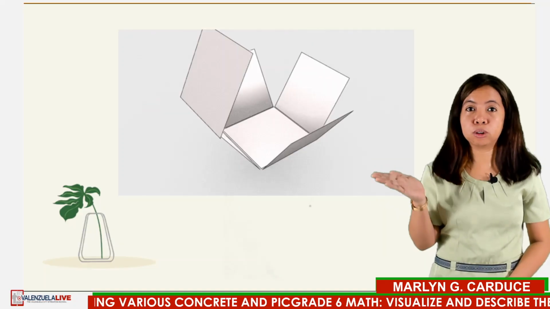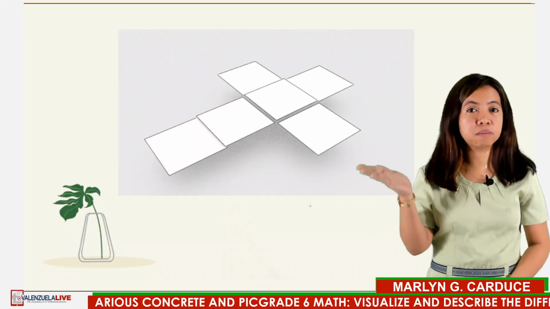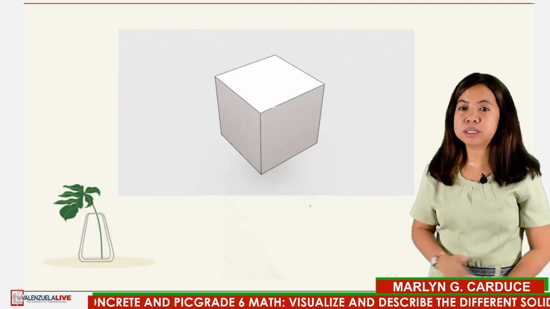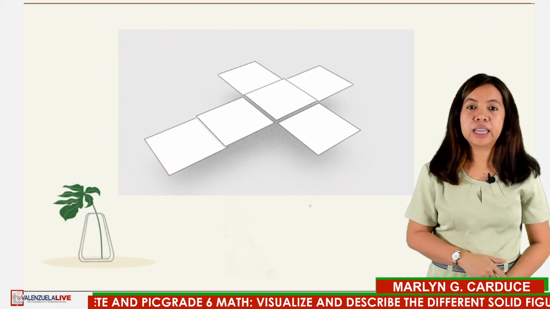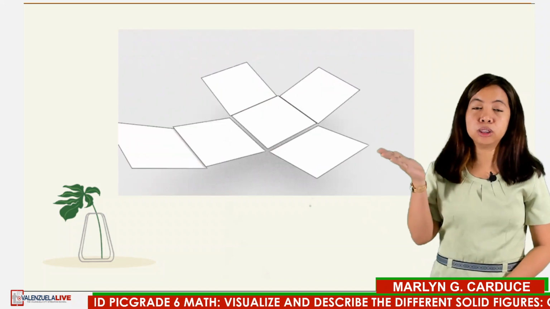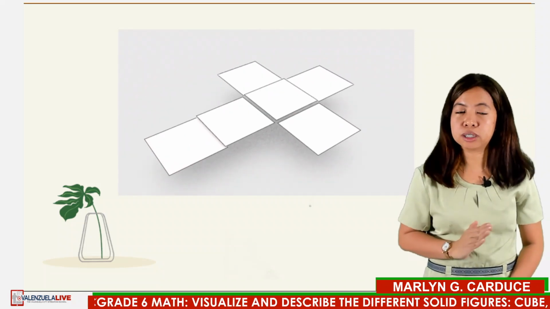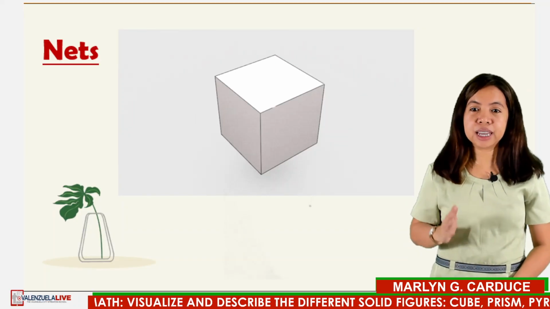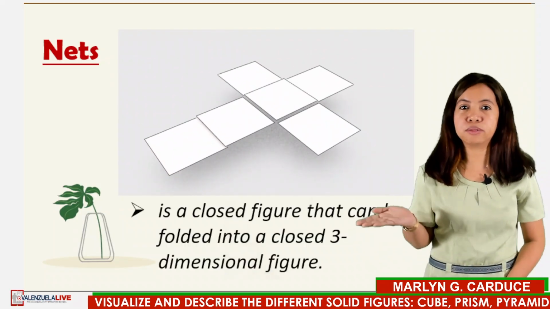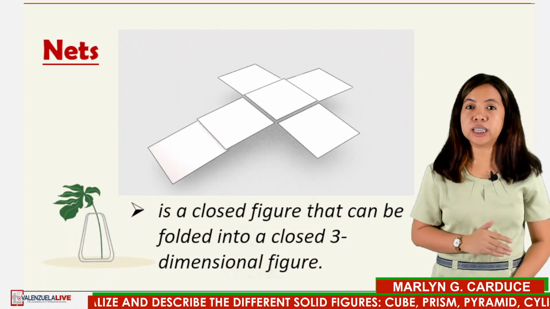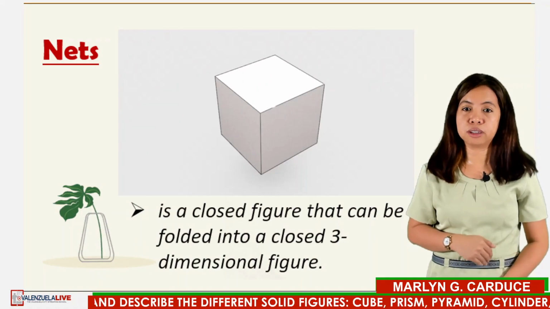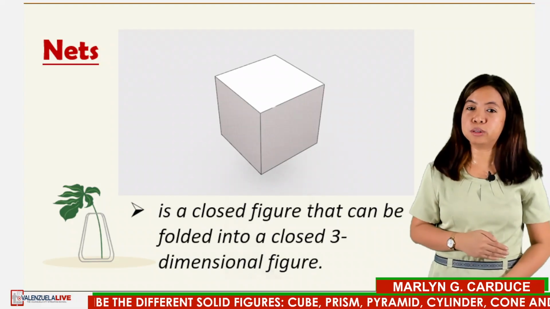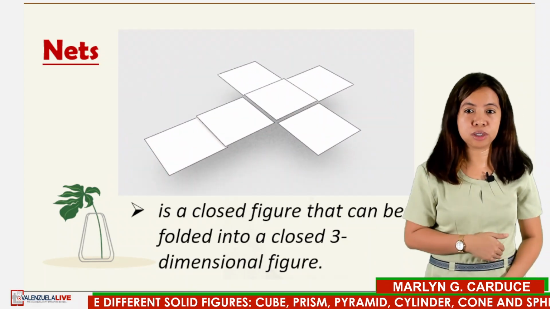can be formed into a 3-dimensional closed figure. So a closed plane figure that can be folded into a closed 3-dimensional figure is called a net. So a net is a closed figure that can be folded into a closed 3-dimensional figure. So plane figures are used to show the nets of solid figures.